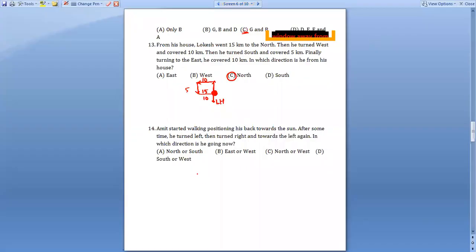So here, there are two cases. See, Amit started walking, positioning his back towards the sun, means now I'm going to divide this problem into two situations. One is morning and one is during the evening.